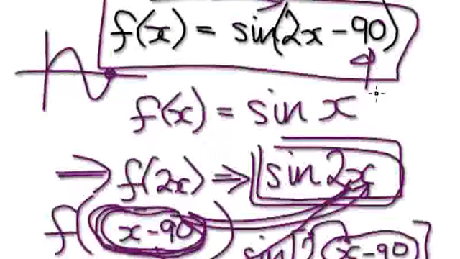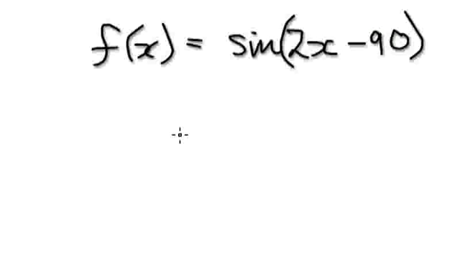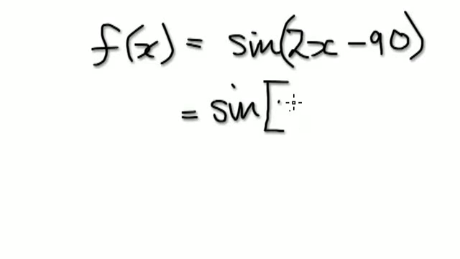Okay, so to understand this here, to understand f of x equals sine 2x minus 90, you have to visualize it like this. You have to factor out the 2. I know it's a bit weird, but it's the only way. So factor out the 2. So it's like this: x minus 45.